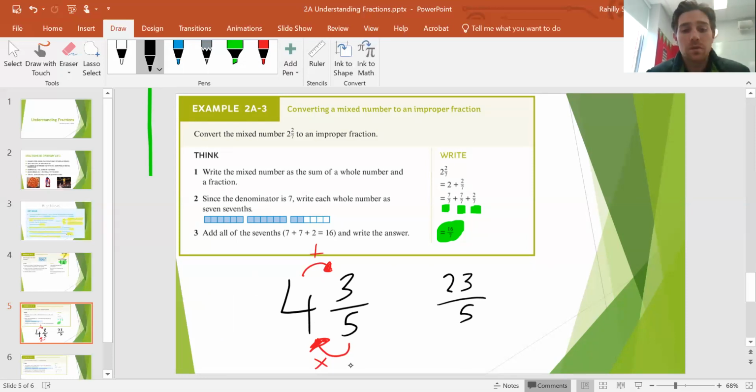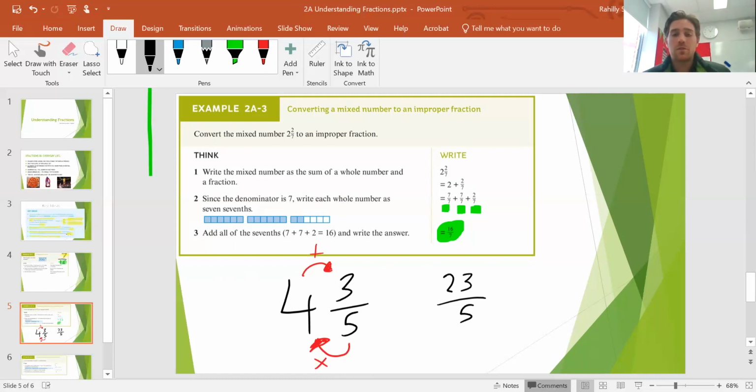Is that saying you've got 4 groups of 5? So 5, 10, 15, 20, and then you've got that 3 left over here. So it becomes 23 over 5. And that is converting a mixed number to an improper fraction.